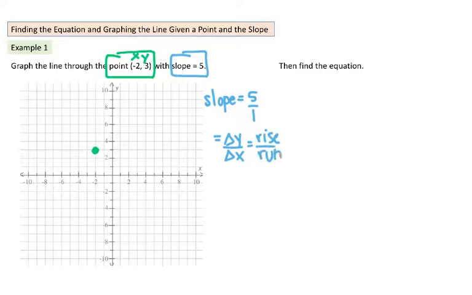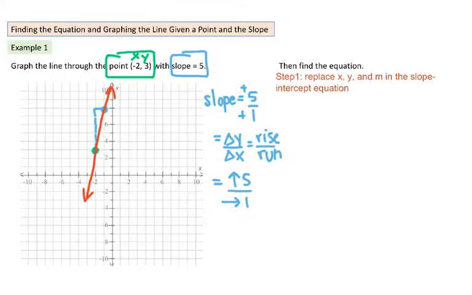So when we say the slope is 5/1, that's a +5 over +1. That means every time you go up 5, you're also going to go right 1. So we'll start on our first point and then go up 1, 2, 3, 4, 5, and go right 1. And those 2 points are enough to draw the line. So there's the equation or the graph of that line. Now finding the equation is a little bit trickier, so let me show you the steps.